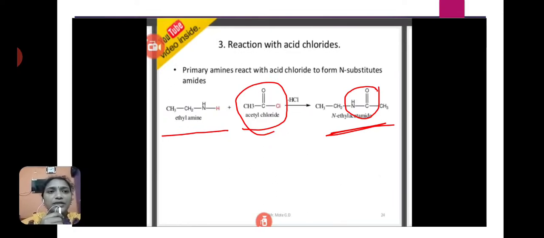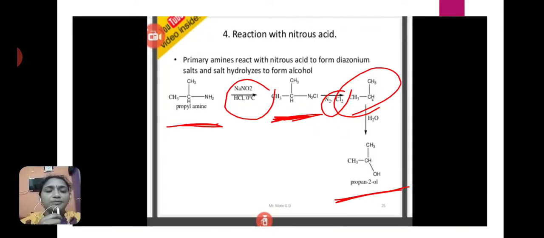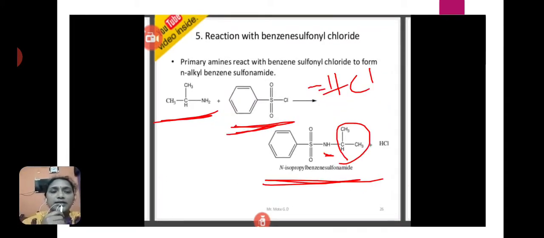Next is the reaction with acid chlorides. When amines react with acid chlorides, they form amides. Example, ethylamine reacts with acetyl chloride and forms N-ethylacetamide. Next is the reaction with nitrous acid. When amines react with nitrous acid followed by hydrolysis, they form alcohols. Next is the reaction with benzene sulfonyl chloride. When amines react with benzene sulfonyl chloride, they form N-alkyl benzene sulfonamide.